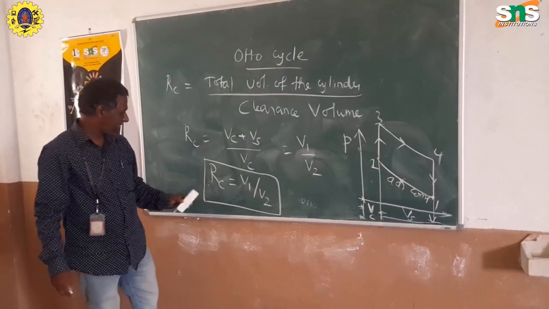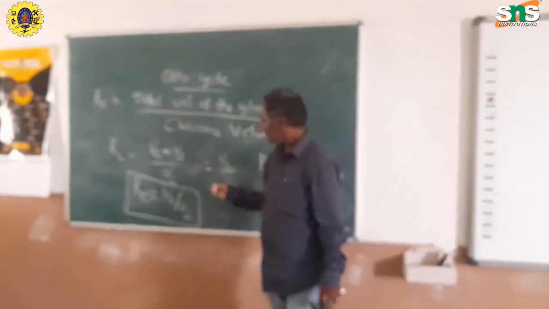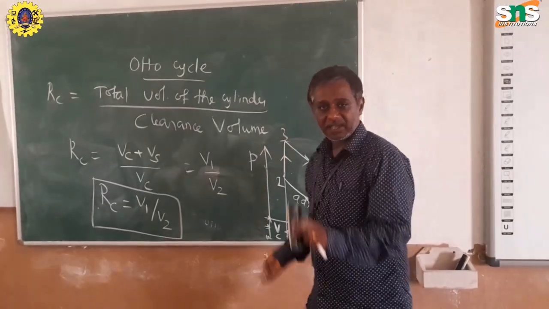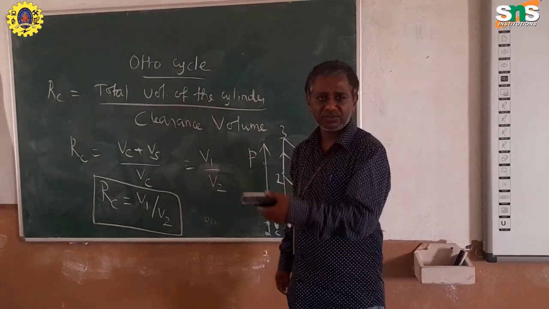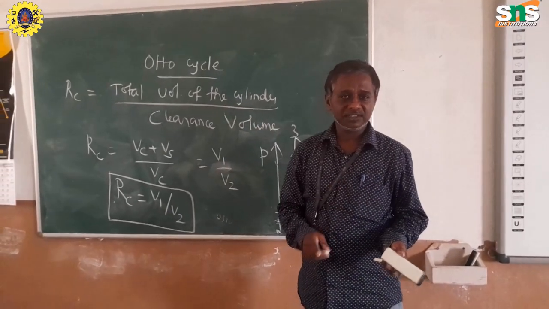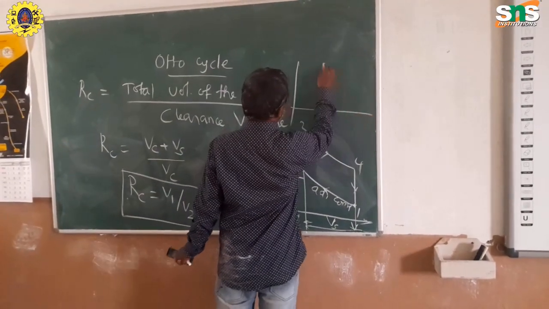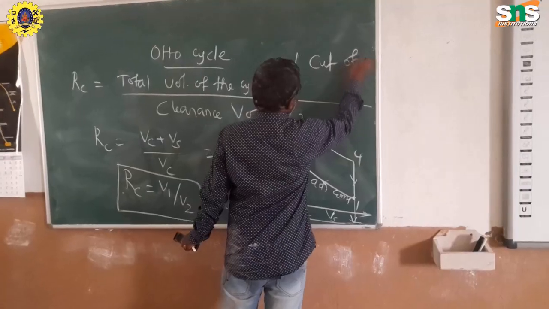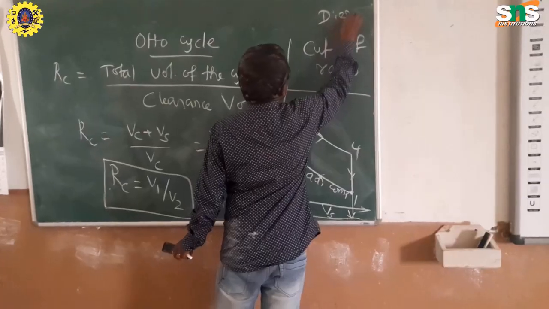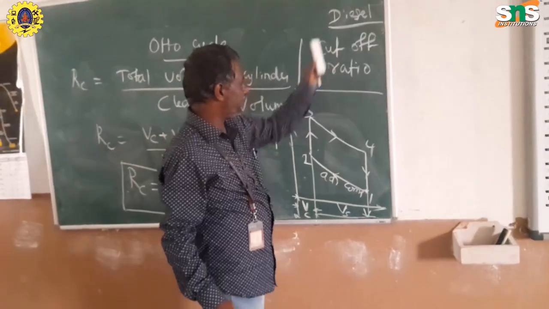So in today's class, we have learned about the compression ratio. One more important point: is it the one and only parameter that impacts the cycle, as in the Otto cycle, and the same in the diesel cycle? We are going to look at that in the next class. It is not, because in the diesel cycle we will have another parameter called the cutoff ratio. Those things will come into the picture.